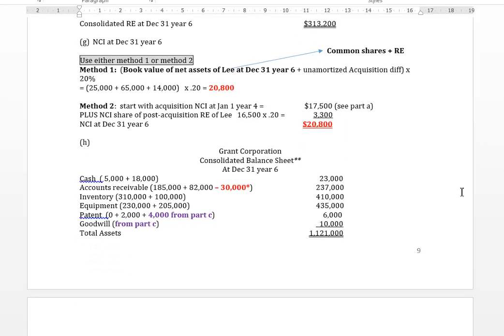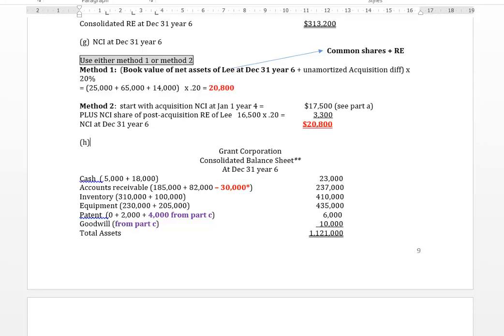But we have to do one other very important amount, and that's NCI at the end of year 3 or year 6, because that also goes on the consolidated balance sheet. Now here you can choose to use either method 1 or 2. I'm going to go through them both with you, and you can use whichever one you feel more comfortable with on your assignment or in your testing, whatever you want. So now in method 1, what did we say? Well, NCI shareholders are shareholders in the sub. That's Lee.